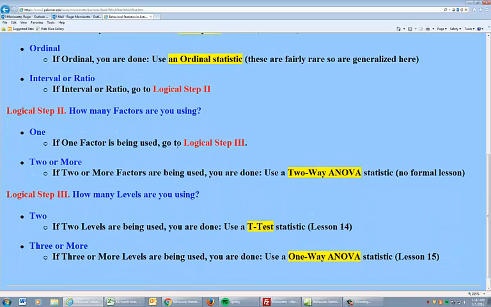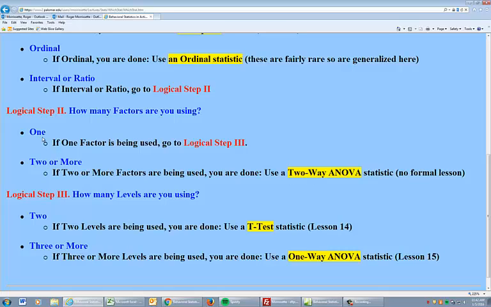And logical step 2 is how many factors are there. Now you have to remember that factors are independent variables. Students always get these confused with levels. Factors are independent variables. Is there just one independent variable? If there is just one, we got to go to logical step 3. If there's 2 or more, you are done. It's a 2-way ANOVA. Actually, if it's 2, it's a 2-way ANOVA. If there are 3, it's a 3-way ANOVA, and so on. As I suggested earlier, I think 2 factors is probably the maximum you should do for a good scientific experiment. So 2 or more, 2-way ANOVA, you are done.